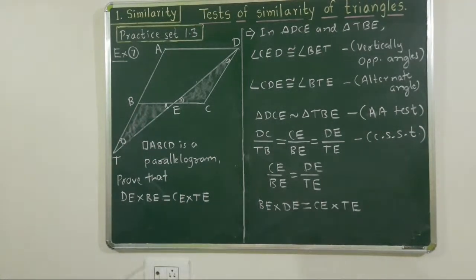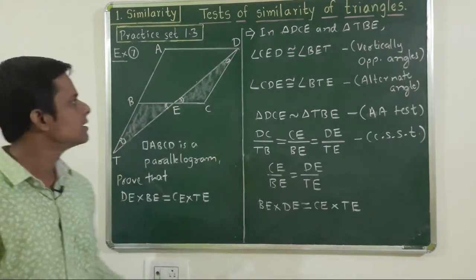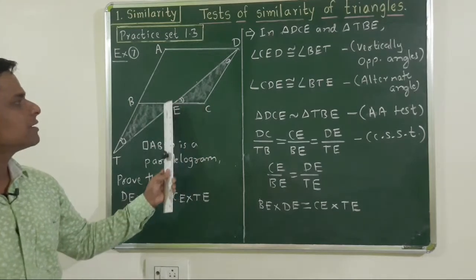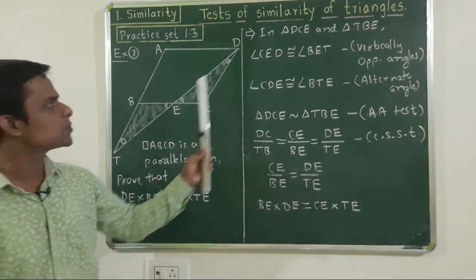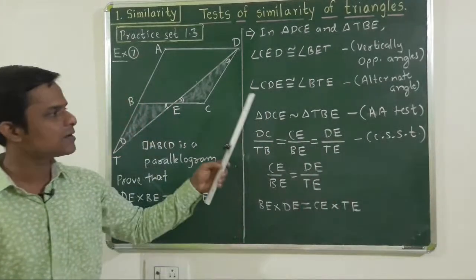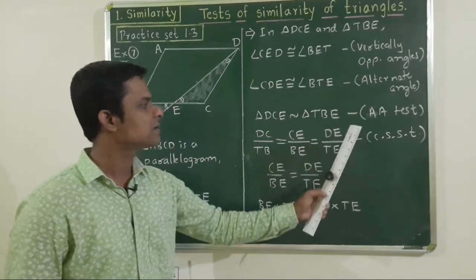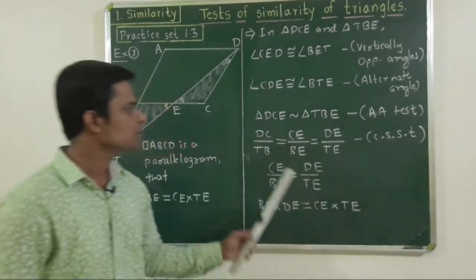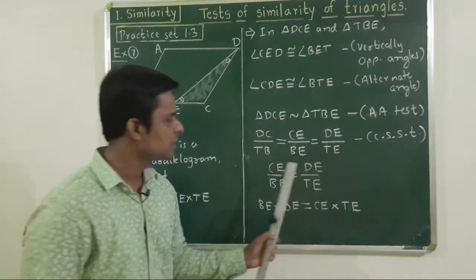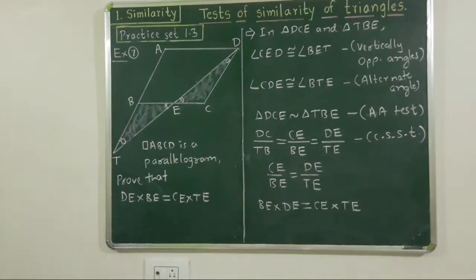See once again, parallelogram ABCD is given, means opposite sides are parallel, that is AB is parallel to DC, BC is parallel to AD, and we have to prove this relation. Now to prove this relation we have proved these two triangles similar by AA test, that is these two angles are congruent, reason vertically opposite angles, these two angles are congruent, reason alternate angles, and these two triangles are similar by AA test. And now since these two triangles are similar, therefore their corresponding sides are in proportion. Writing these proper names we will get corresponding sides in proportion, reason will be CSST. Out of these three ratios we will take only two ratios containing these four sides, therefore will not use this ratio. Writing these two ratios again, CE upon BE is equal to DE upon TE, and by cross multiplication we will get the required result. Take screenshot.